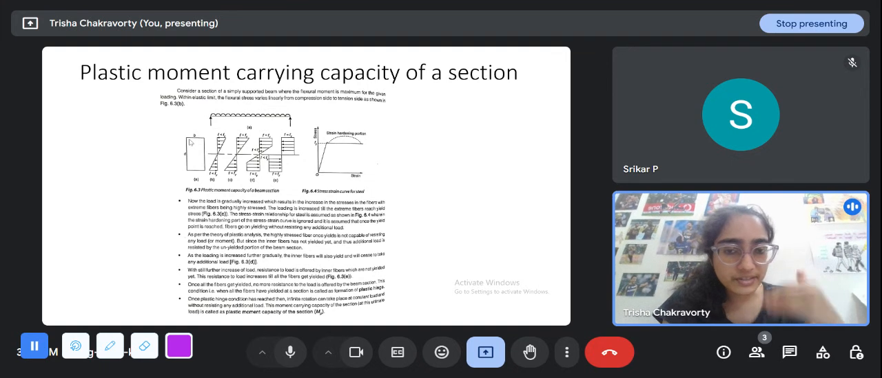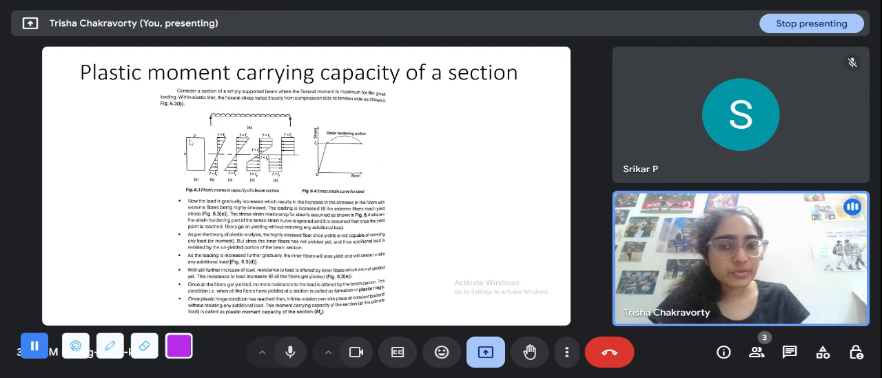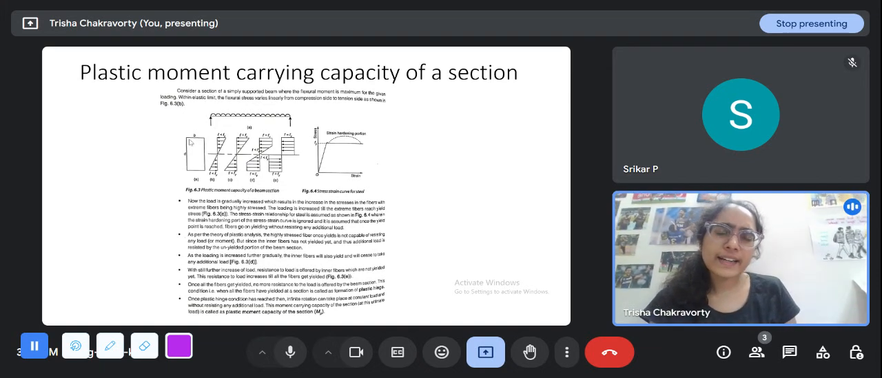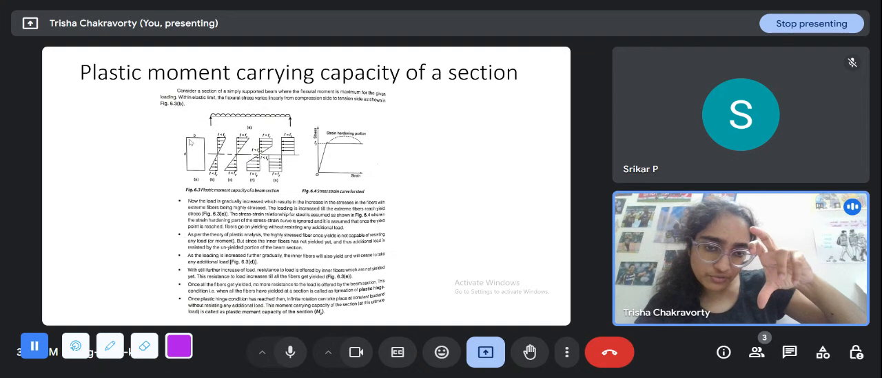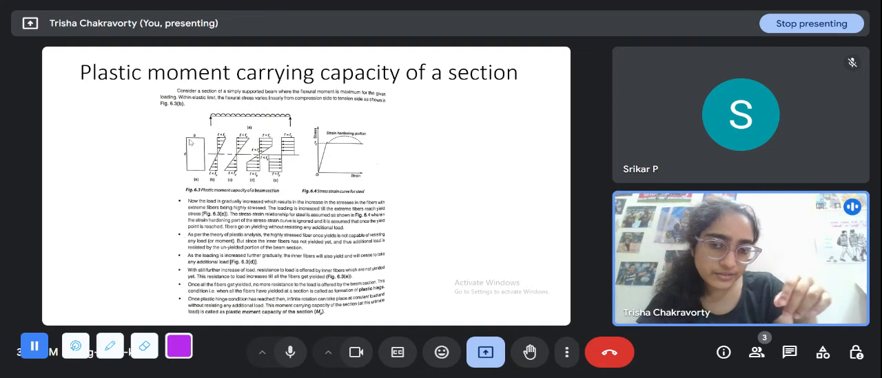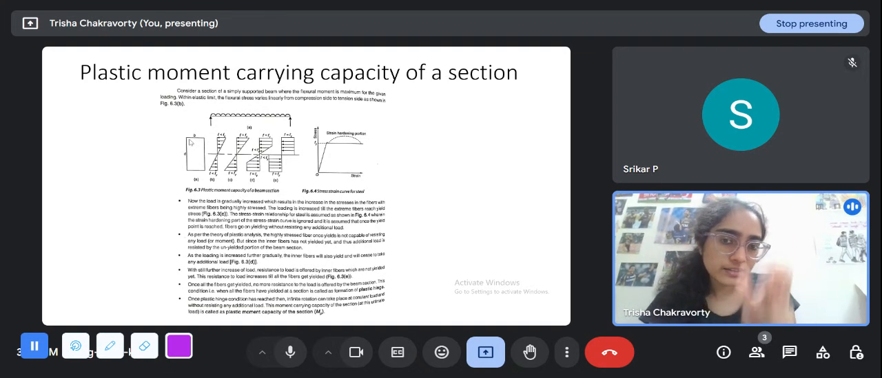If it is a section symmetric about the x-axis, for example a channel section or an I section, the plastic neutral axis will pass exactly through the center point of the web. And if it is an unsymmetric section like an angle section, we have to calculate that. We can assume a depth of the plastic neutral axis, and apply the criterion that the area above it and the area below it should be equal.